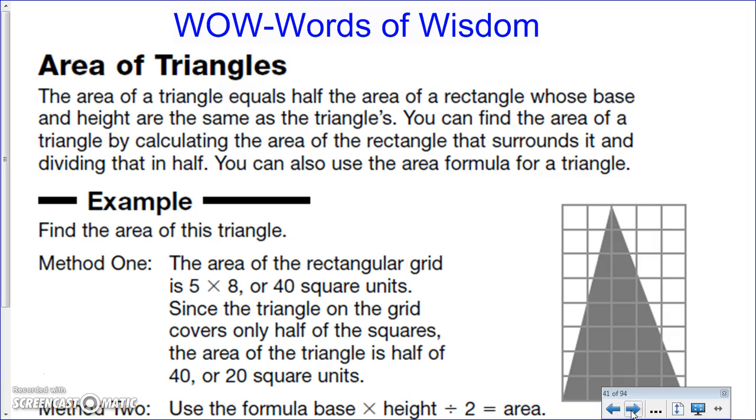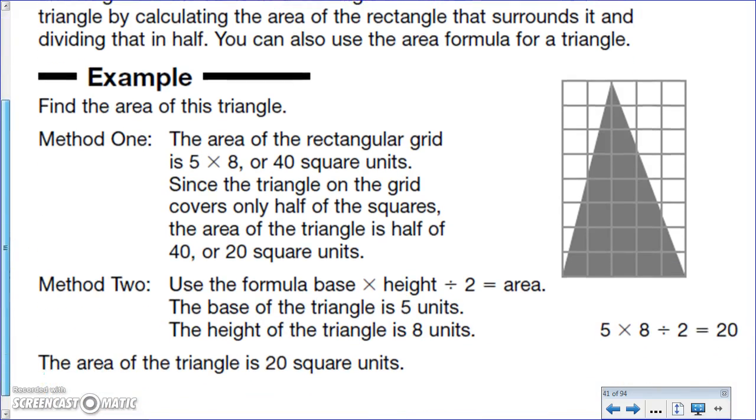The area of a triangle equals half the area of a rectangle whose base and height are the same as the triangle's. You can find the area of a triangle by calculating the area of the rectangle that surrounds it and dividing that in half. You can also use the area formula for a triangle. So in our example, they show us both methods to find the area.